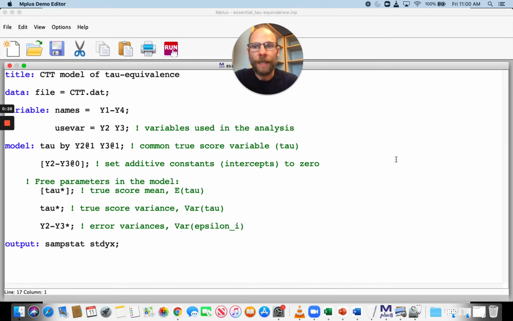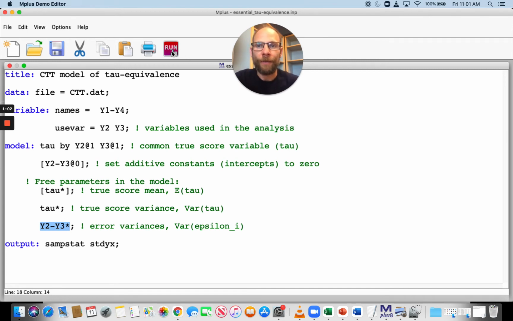So here I'm fitting this model of tau equivalence again to two variables, y2 and y3, and you can see here that in this input file the loadings are fixed to 1, which is implied by tau equivalence. The intercepts are both fixed to 0, which is also implied by tau equivalence, and the only parameters that we're estimating are the tau or true score factor mean, the true score factor variance, and the two error variances. Now let's take a look and see what happens when I fit this model of tau equivalence to those two variables.